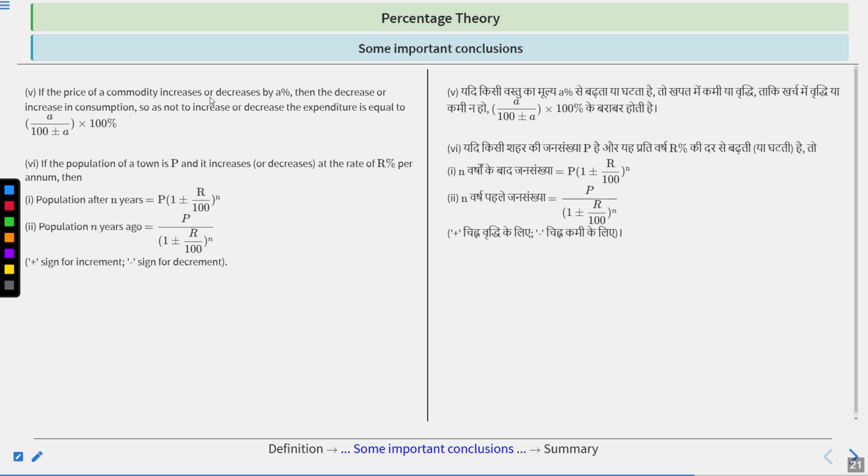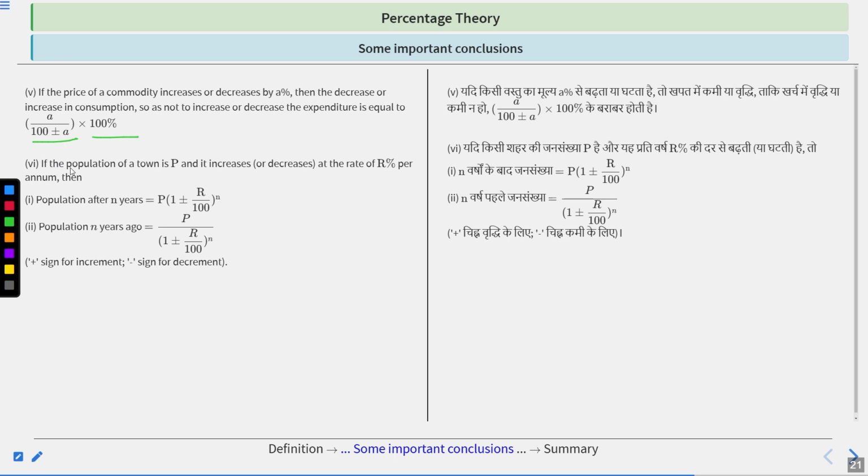If the price of a commodity increases or decreases by a% and then consumption decreases or increases so as not to increase or decrease the expenditure, the change in consumption is equal to a upon (100 plus or minus a) into 100. Okay.